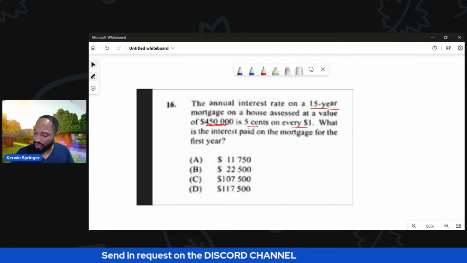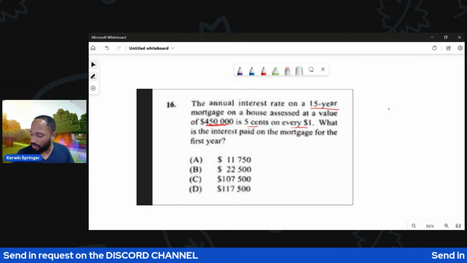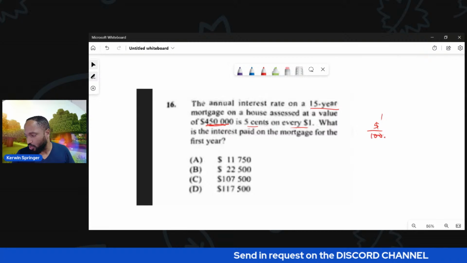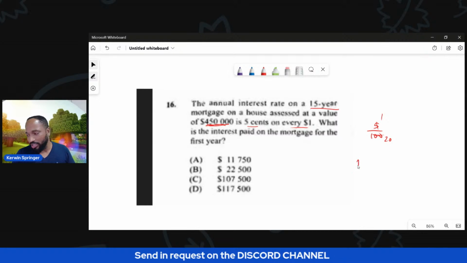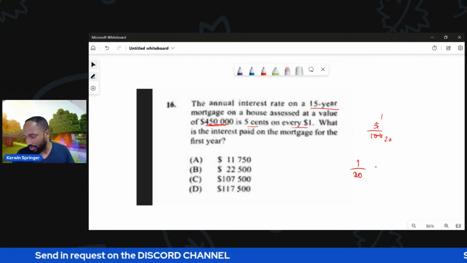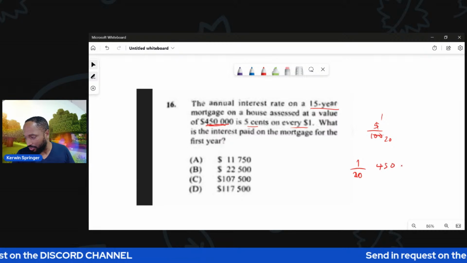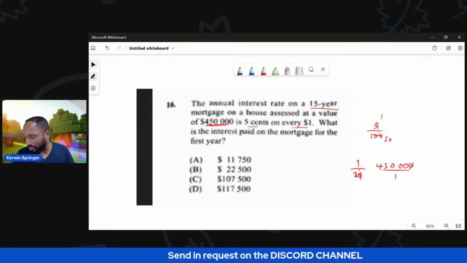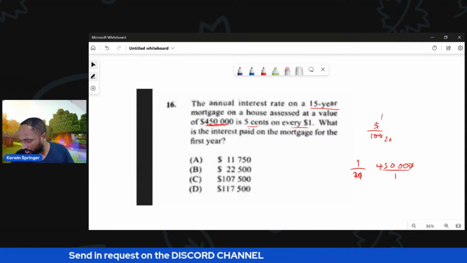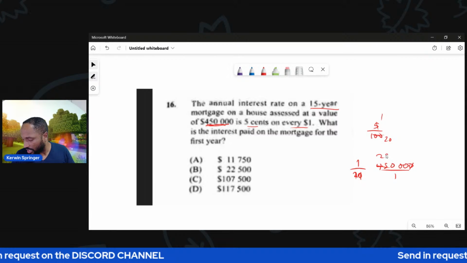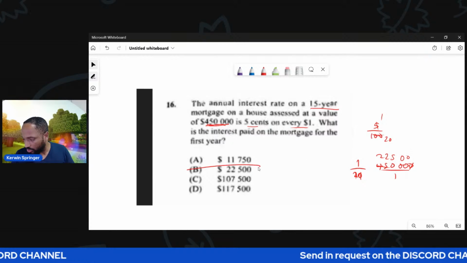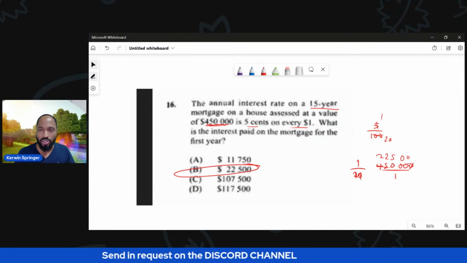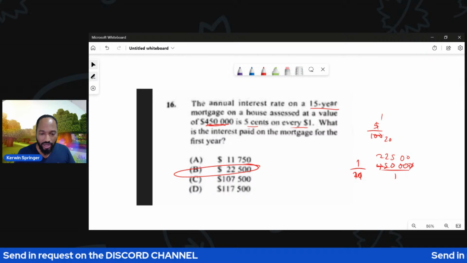So it's 5 cents for every $1, and the house is $450,000. How much is 5 cents in terms of a dollar? That's 5 out of 100. That's 1/20th of a dollar. So 1/20th of a dollar for every dollar, and you have $450,000. So you cross here, then you say 2 could go into 45 what? 22 and a half, 22,500. B is the answer for that one, right? Yeah. And you see the way how to get a shortcut working there. All right, let's try the next request.